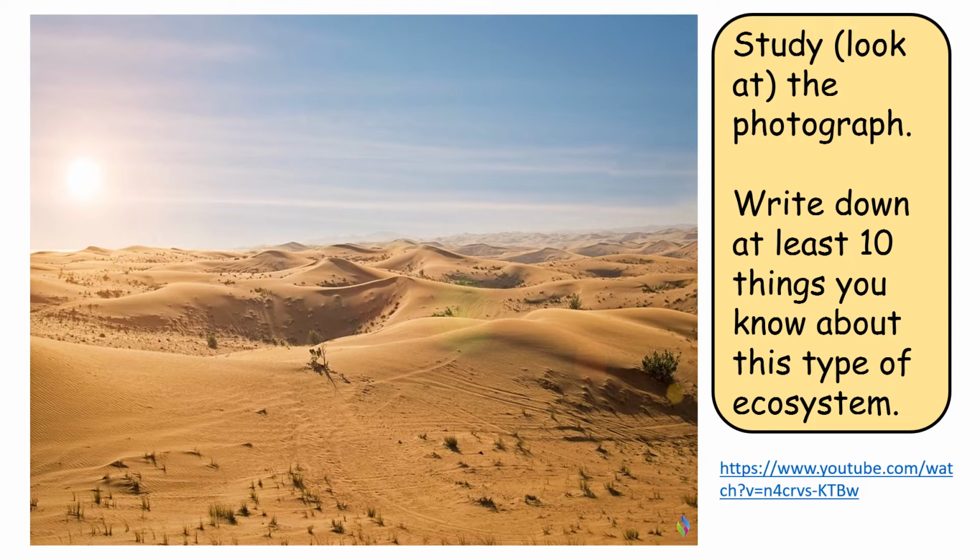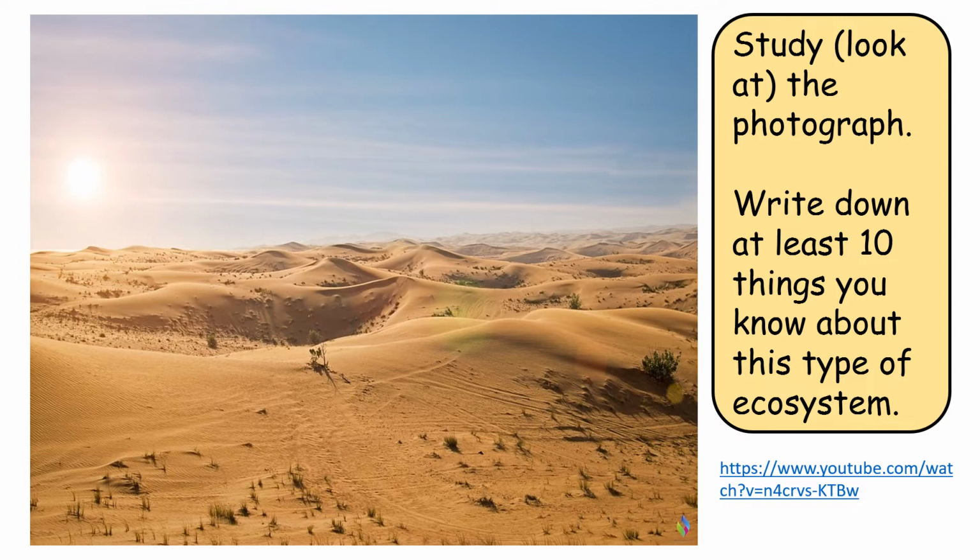So to start with today, it's thinking about that word characteristics, something we looked at when we started our tropical rainforests topic. I'd like you to study the photograph that I provided. We can see here a typical image of a hot desert. I'd like you to write down 10 things that you know about this type of ecosystem.